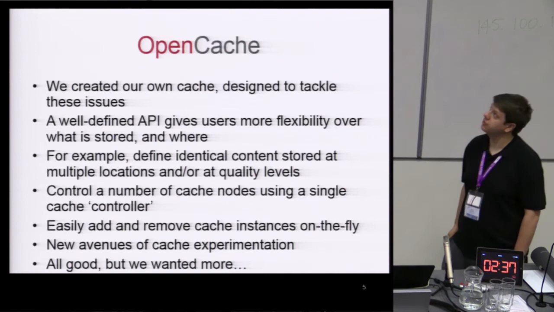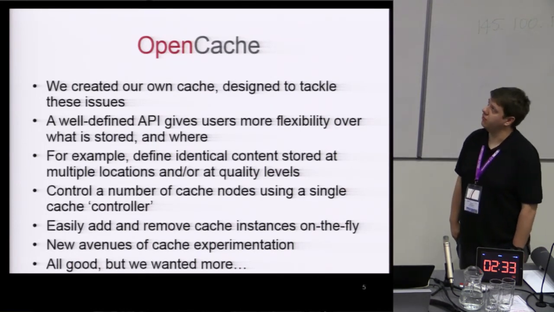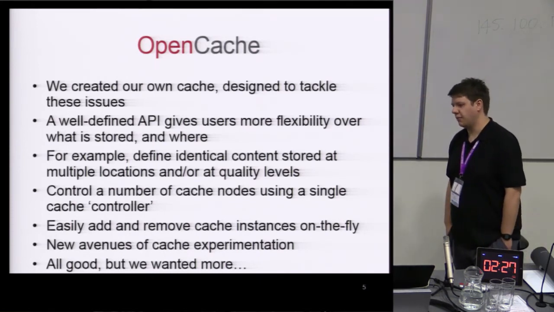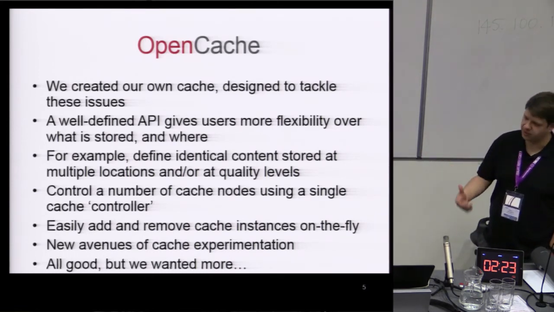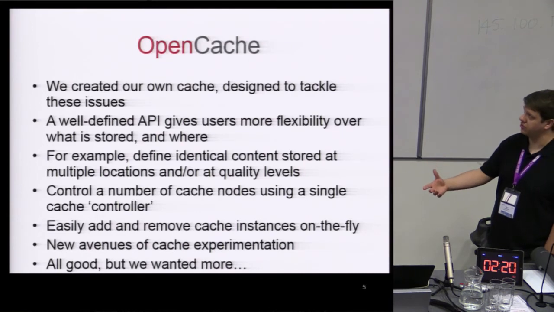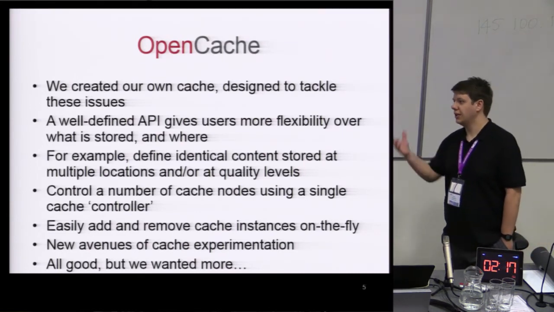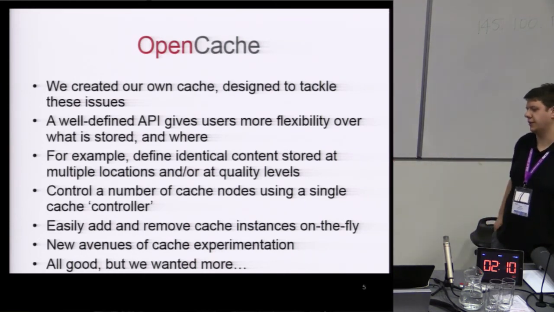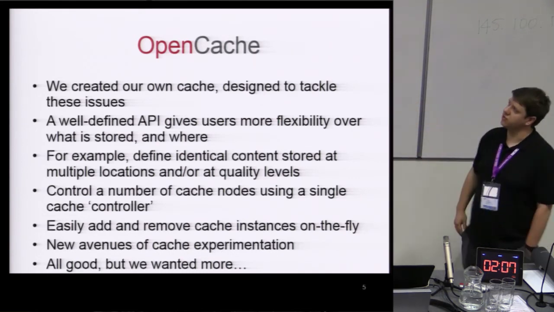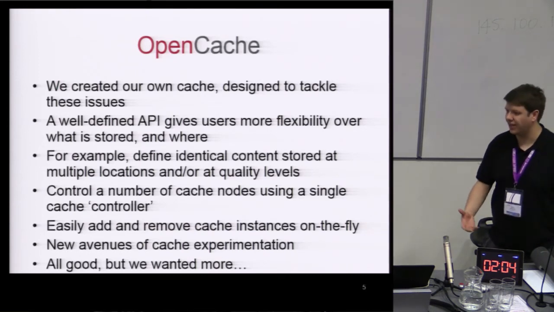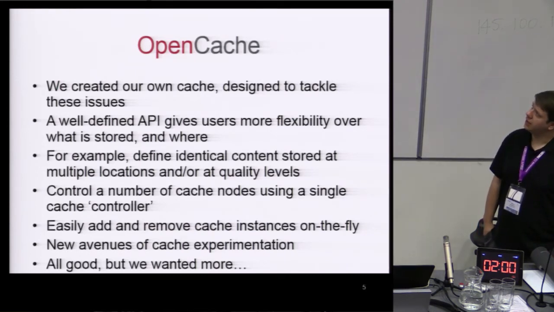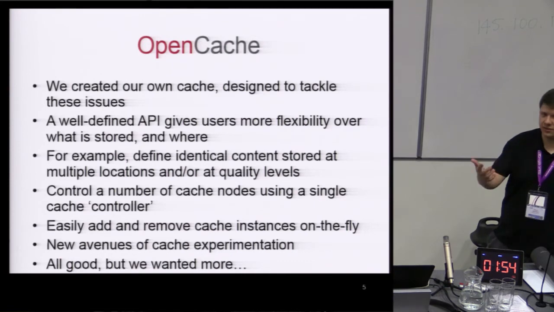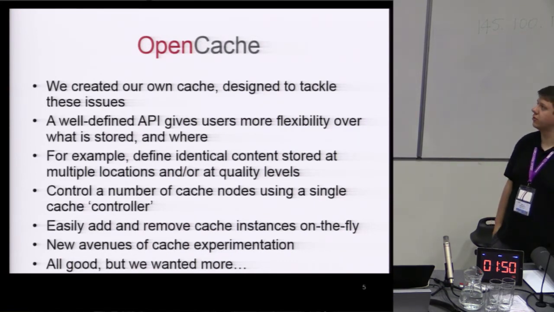So we developed OpenCache, which is a distributed caching platform. We developed an API that's well documented, well defined, that allows a content provider, a content creator, a network operator to actually define the content that they want to store. And using this, they can add content that might be at multiple URLs, but will only be stored once in the cache in order to increase the cache efficiency. It also allows for some cool things in terms of adding caches on the fly in a data center scenario. And it also is a centralized platform, so you basically have a single cache controller and a number of nodes connect to this, and you can control those nodes through that single controller.